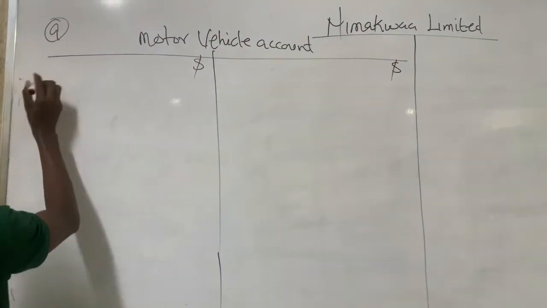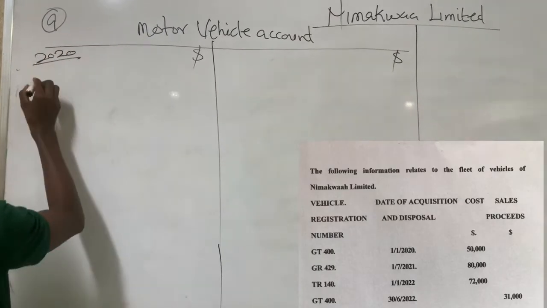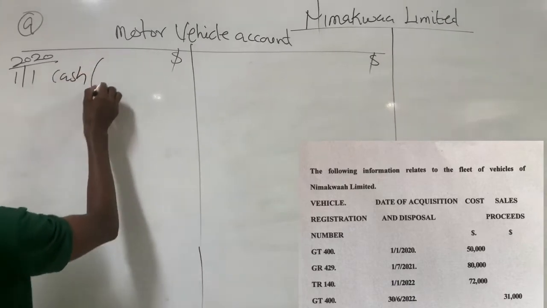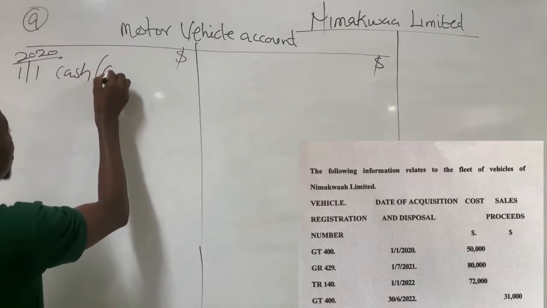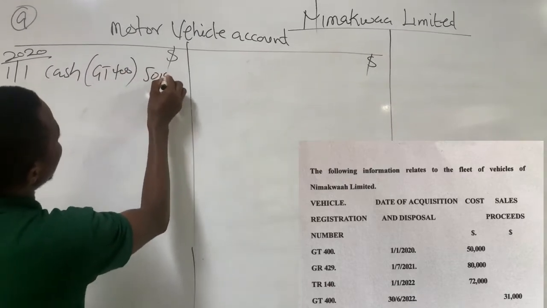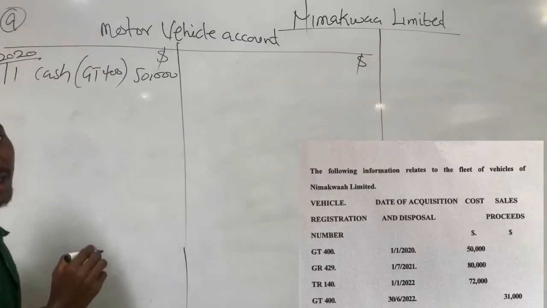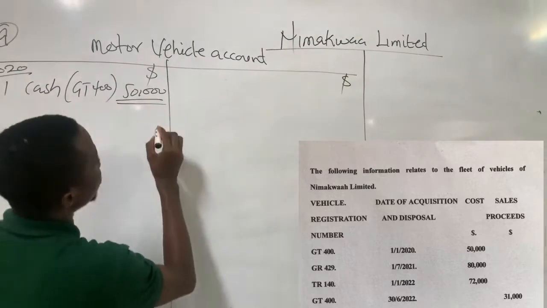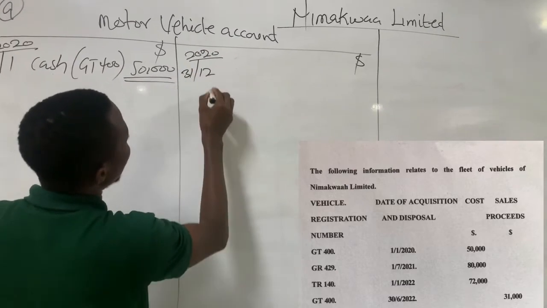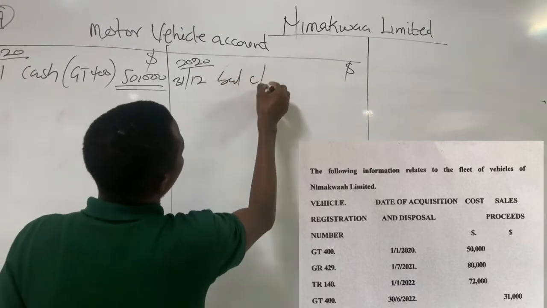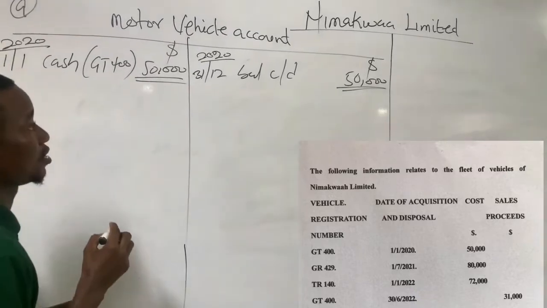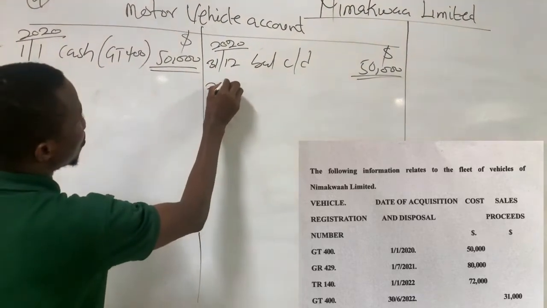Let me do it this way. 2020. On 1st January, we acquired an asset, let's say by cash, and the motor vehicle we acquired is GT400, an amount of 50,000. That is all for 2020. So let's close it. On 31st of December, you have a balance carried down of 50,000. We are done with 2020. So let's move to 2021.